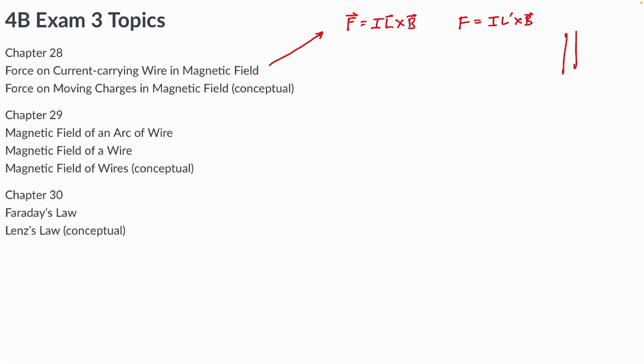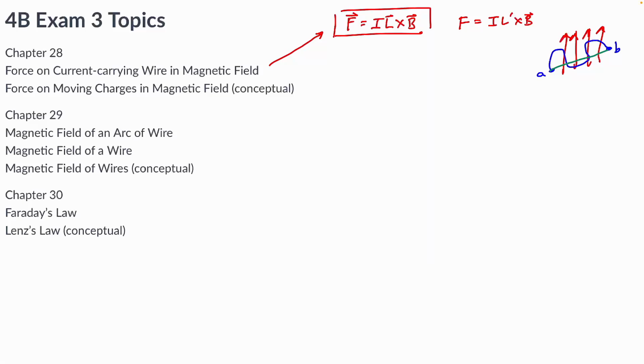If you have a magnetic field and you have a wire that's going places in the magnetic field and you knew where it started and where it ended, then what's L prime? It's just the straight line distance between the 2 points. But regardless, if it's force on a current carrying wire in a magnetic field, it's going to be that.